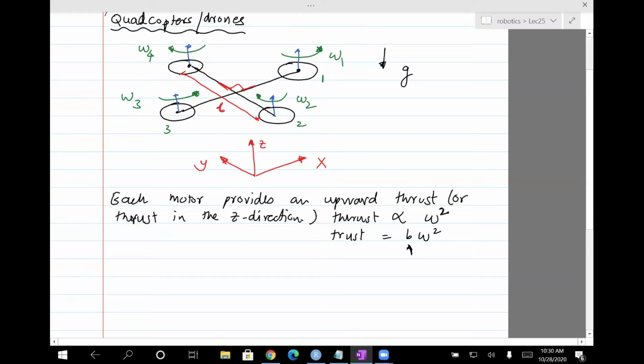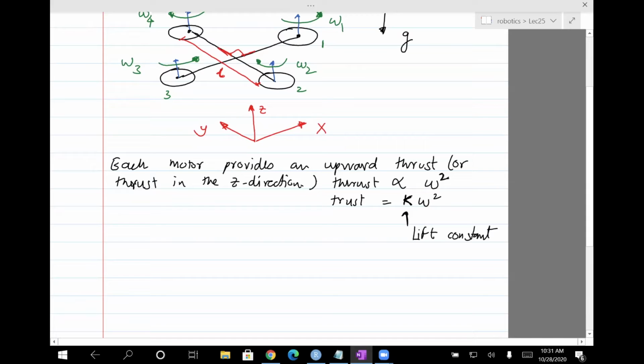I think it's called something. Let me check my notes. Sorry, we'll call that k. Let me just check what it's called. Okay, it's called a lift constant. Now this lift constant is just like mass. You cannot derive it from first principles. It comes from measurements, like you use a weighing scale to measure mass. So that's something which will be given to you.